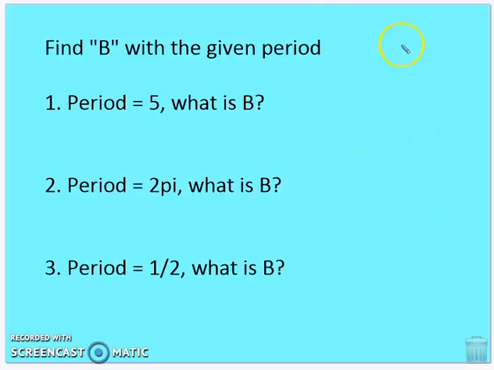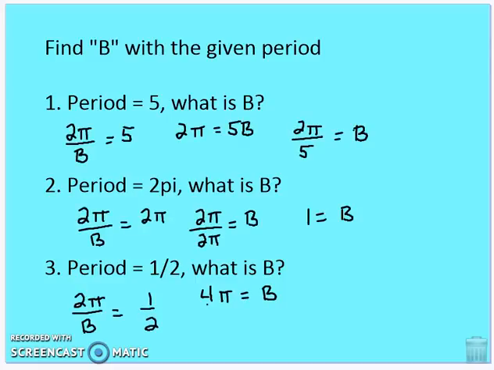All right, so now we're going to find B with a given period. Period is 5. What is B? Period 2 pi. What is B? Period is a half. What is B? I'm going to pause for a moment. All right, so period is equal to 5. B is equal to 2 pi over 5.